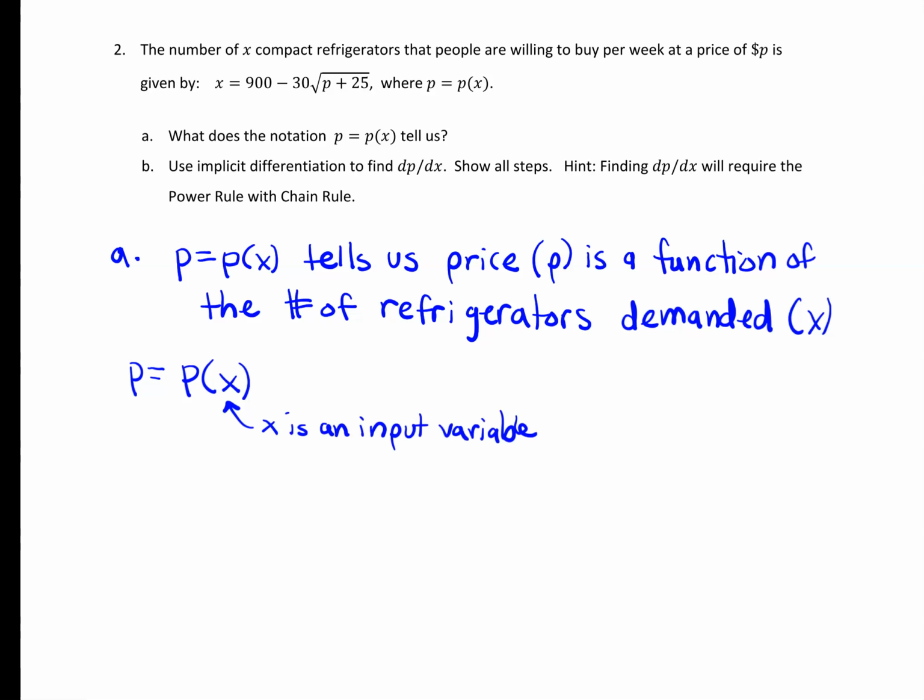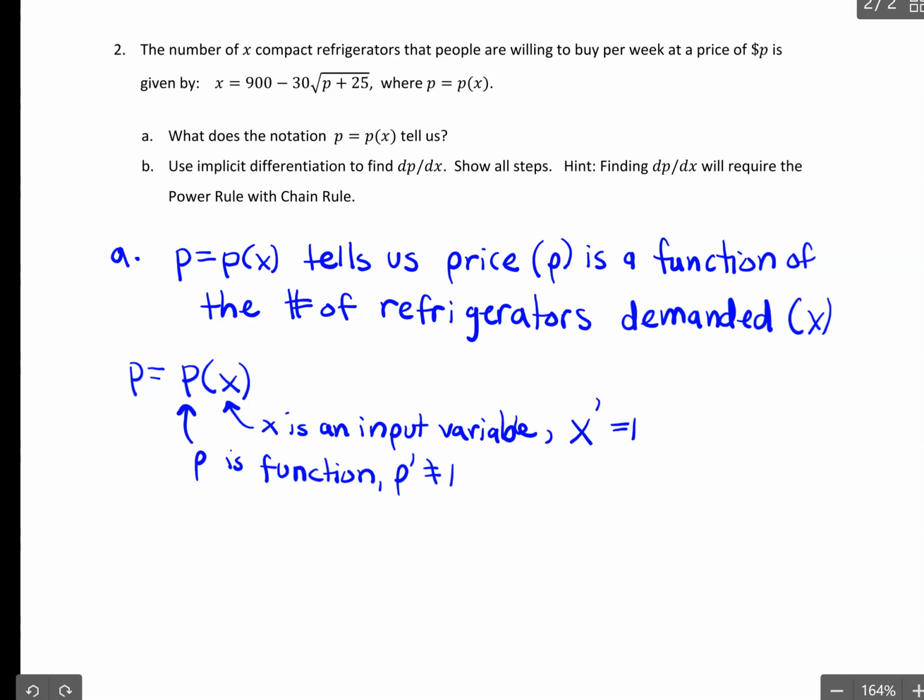But the calculus that I should read from this is telling me that X is acting like an input variable. So anytime I take the derivative of X, the derivative of a plain old variable is just going to be 1. And P is a function. So since P is a function, when I take the derivative of P, it's not going to be a 1. I'm just going to record that as P prime.